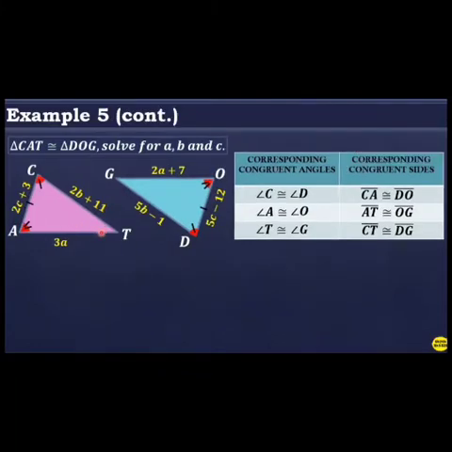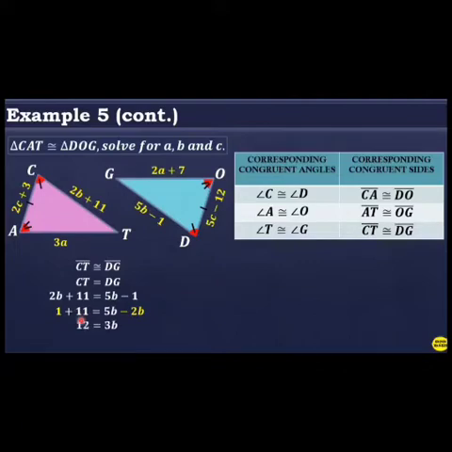Next, let's solve for B. For B, we have CT is congruent to DG. This is the side here. CT is congruent to DG. Since they are congruent, they are equal. The measure of CT is 2B plus 11, and DG is 5B minus 1. So, let us solve. We have 5B minus 2B, and then 11 plus 1, or 1 plus 11.